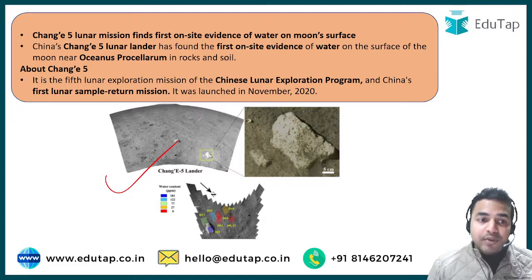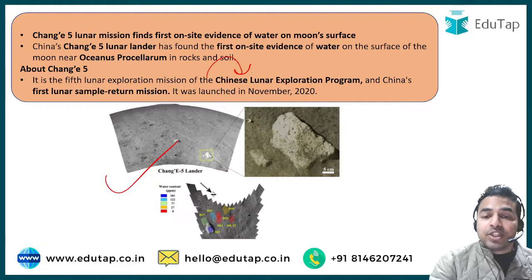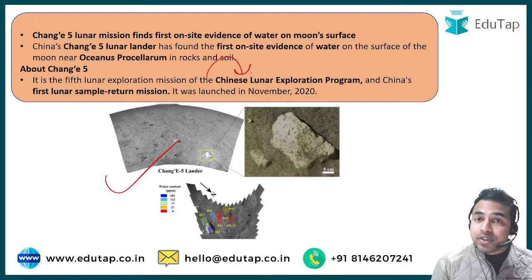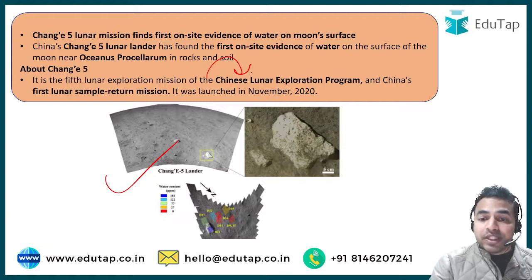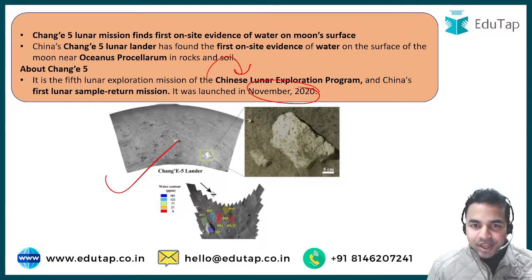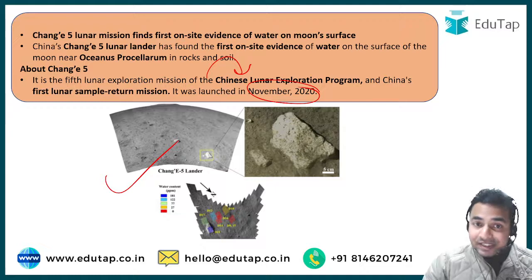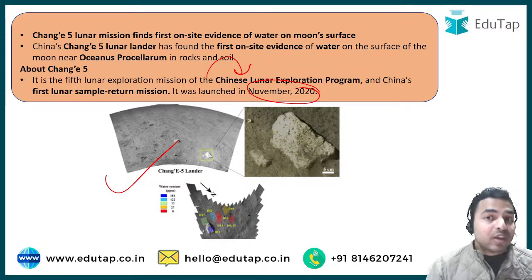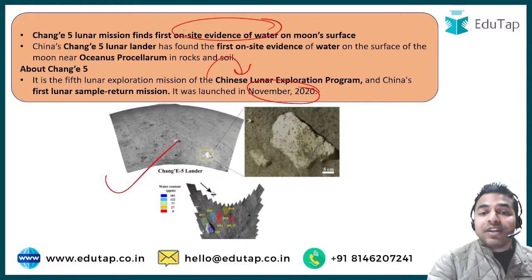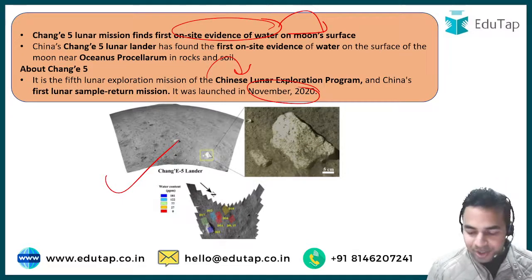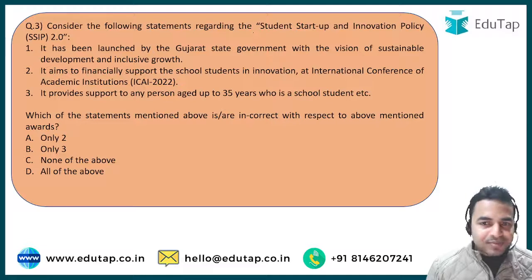And when we talk about Chang'e 5, it is the 5th lunar exploration mission of the Chinese lunar exploration program and China's first lunar sample return mission, and it was launched in the year 2020 by China. Okay, so that was all from this particular question, and here you just have to remember which country launched it, the name of the lander and the mission, and the important finding, which is the basic reason behind the importance of this news, that it has found on-site evidence of water on the moon's surface.